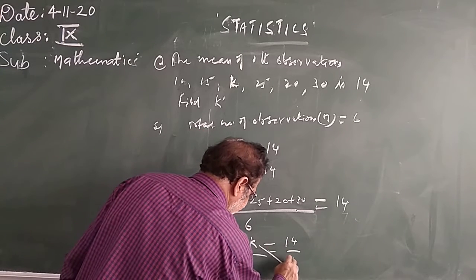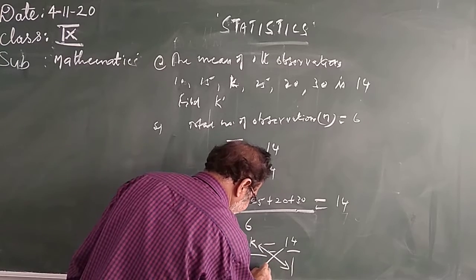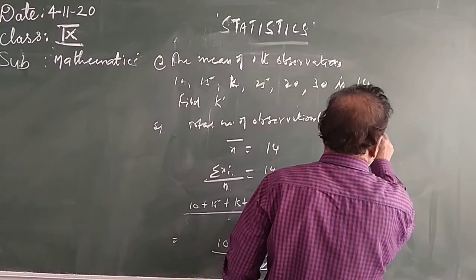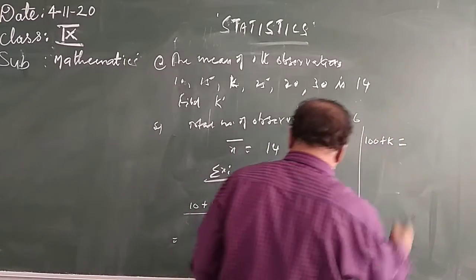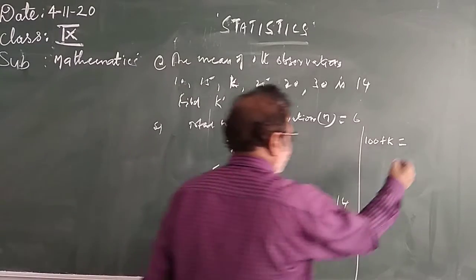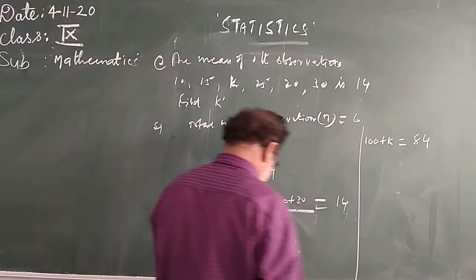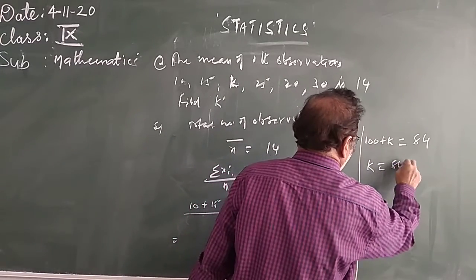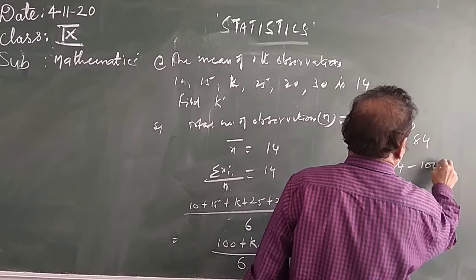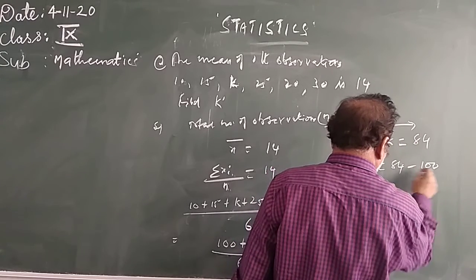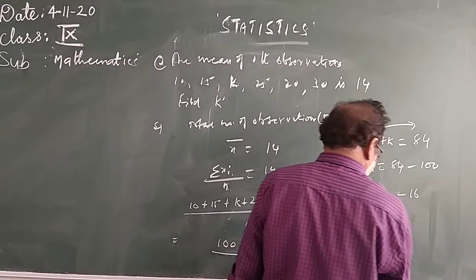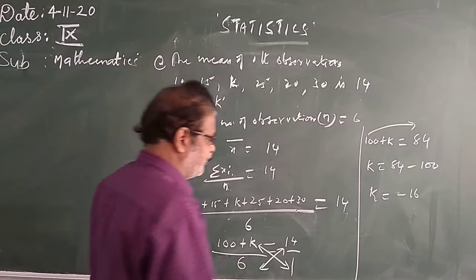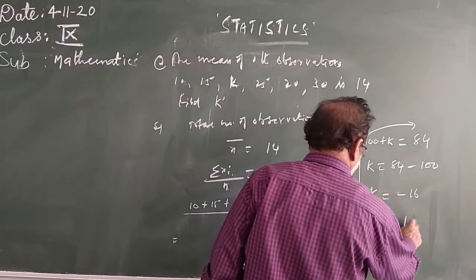Here by 1. Do cross multiplication. 100 plus K is equal to 6 times 14, 84. So we need to find out the K value. K is equal to 84 minus 100, shifting to the right side. K is equal to minus 16. So take the positive value, don't write the negative value. Keep the positive value only. So K is equal to 16.